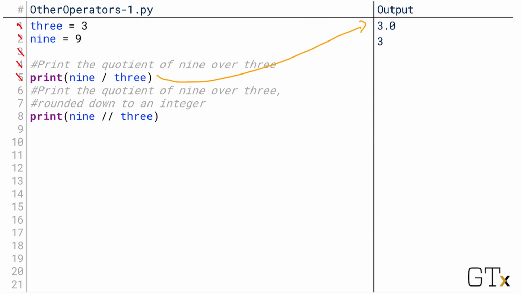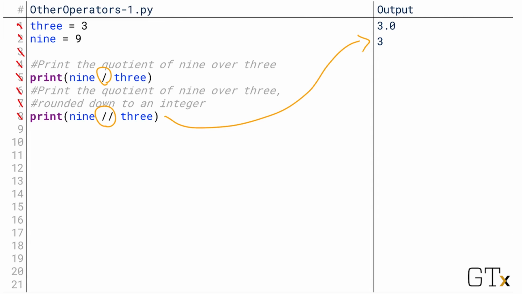9 divided by 3 is 3, but Python adds the point 0 because it doesn't have any way of guaranteeing that the result will be an integer. So it goes ahead and assumes that the result will have a decimal. On line 8, though, it uses that floor division operator instead of the regular division, and the result is what we might have expected originally, 3 without a decimal. So using floor division gives us the integer 3, while using regular division gives us 3.0.